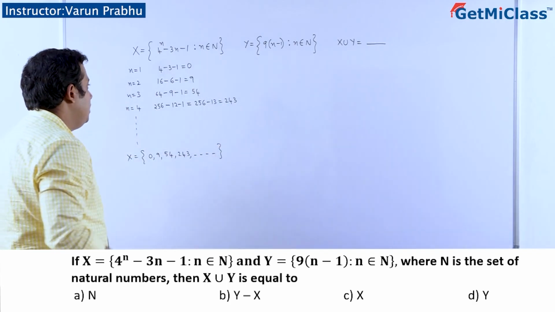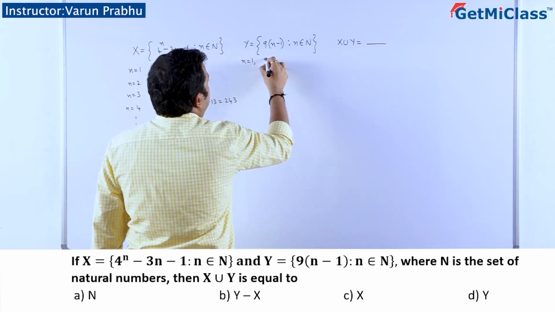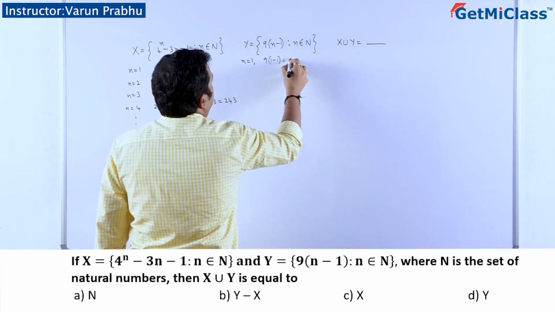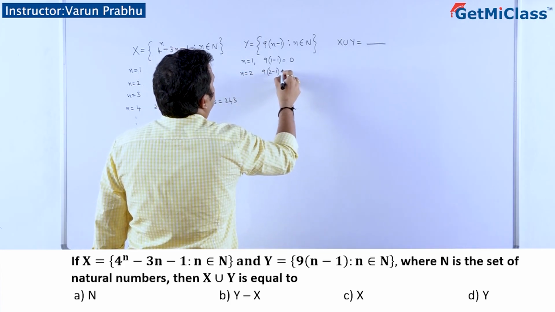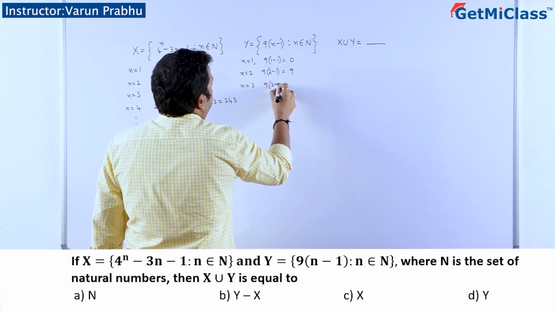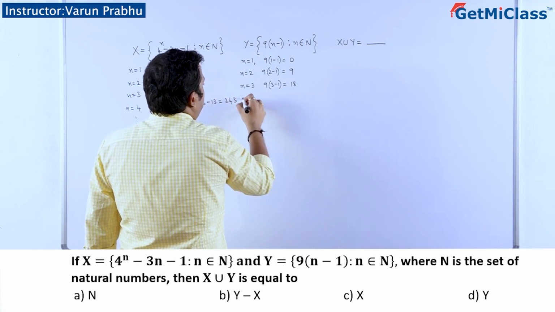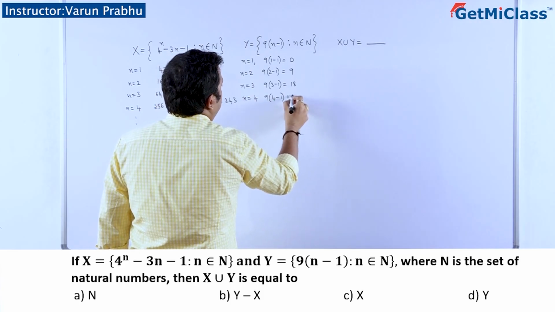Similarly, if you consider here putting n is equal to 1, what do you get? 9 into 1 minus 1, that is equal to 0. Put n is equal to 2, so you'll get 9 into 2 minus 1, that is equal to 9. Put n is equal to 3, 9 into 3 minus 1, that is equal to 18, correct? Put n is equal to 4, so what is this? 9 into 4 minus 1, that is equal to 27.